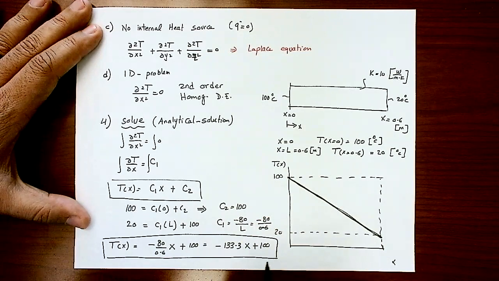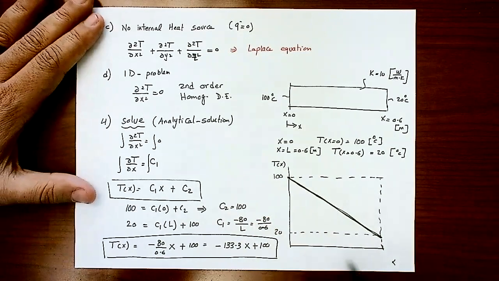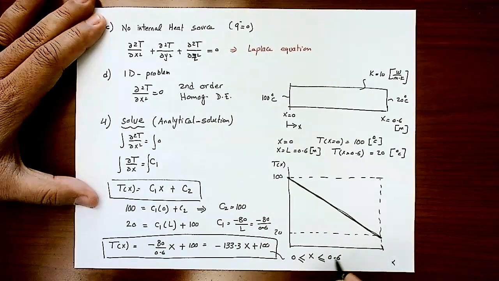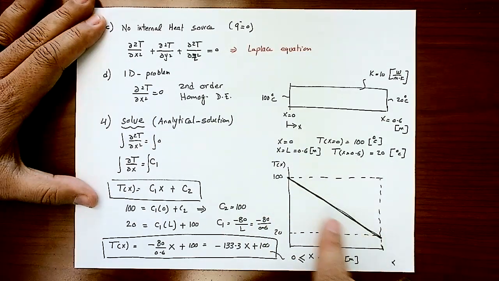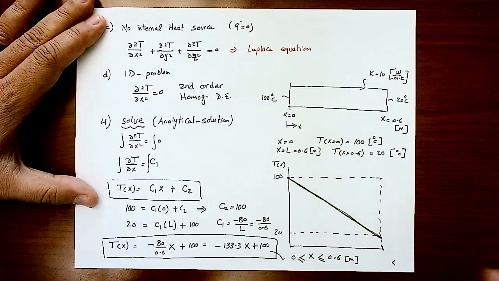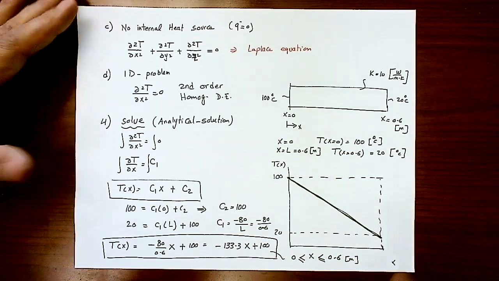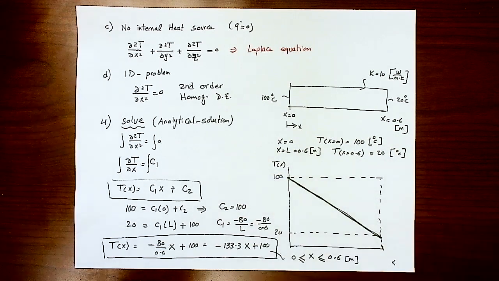Now, if I want to get the temperature at any location between 0 and 0.6, this equation is valid for x greater than or equal to 0 and x less than or equal to 0.6 meter. Now, this is a continuous function over the domain from 0 to 0.6. If you want to get the temperature at a distance of 0.1, you just substitute for x and you get the temperature. But we know if I have 2 points, I can simply connect the 2 points to get the linear relationship, then I can get the temperature at any location. This is the analytical solution so far.